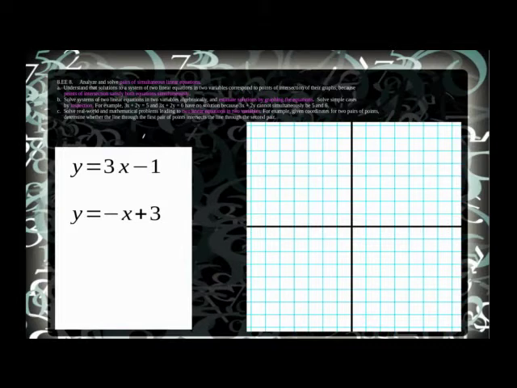Now, you do have the Desmos graphing calculator, and you do know how to graph those by hand. So I will leave that up to you guys, and I will check back with you and see how you did in just a little bit.